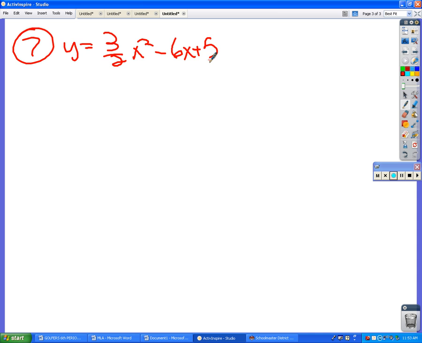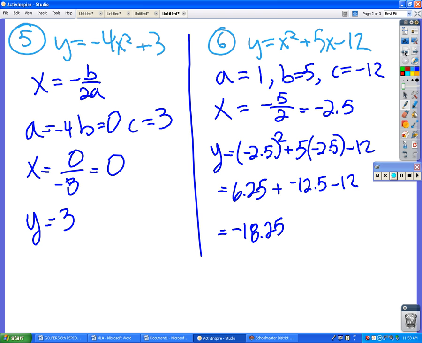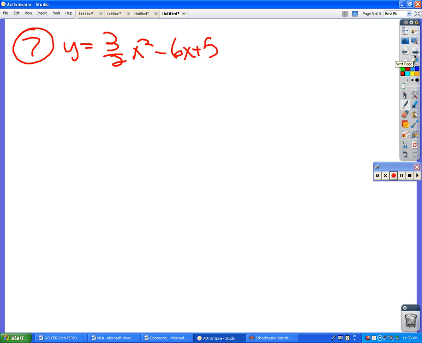That is the y-coordinate of the vertex. So the question said, find the coordinates of the vertex, right? The x-coordinate is negative 2.5, and the y-coordinate is negative 18.25. All right, same thing with this one, and now our life is even more miserable because what is a? A is 3 over 2. Is there a way we can make that easier to deal with? 1 1/2, which is 1.5. So let's go with 1.5 for that. B is negative 6 and C is 5.